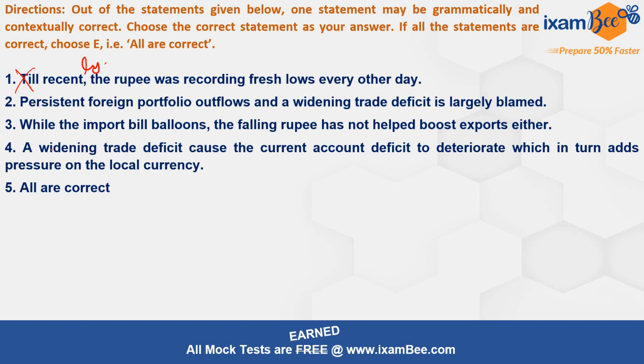Now I will discuss the last one, fourth one. This is also not the answer. A widening trade deficit caused the current account deficit to so and so. Cause is wrong because it's the verb. Subject is widening trade deficit, right? So here cause is wrong. It should be causes. Subject is actually trade deficit, not widening, right? So causes is the correct usage. So we have an error in 1 as well as in 4.